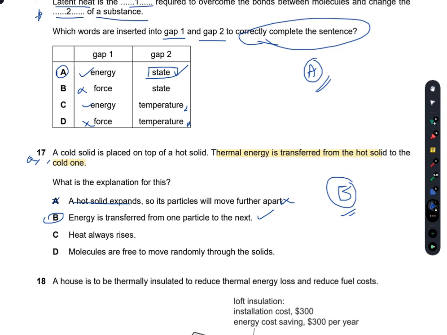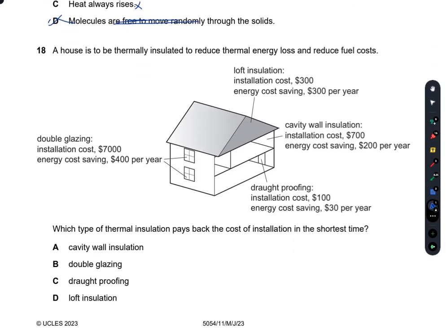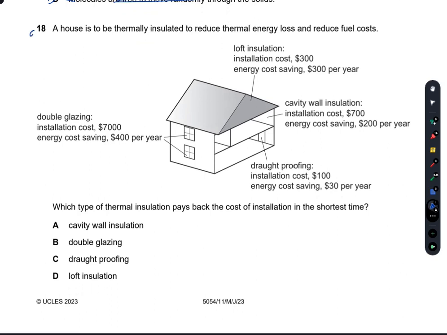Heat always rises. Again, this is not an explanation. Molecules are free to move. No, they are fixed in their positions. So D is also incorrect. Question number 18, a very easy question. Now some of you might get intimidated after directly seeing this image, but it is very easy actually.